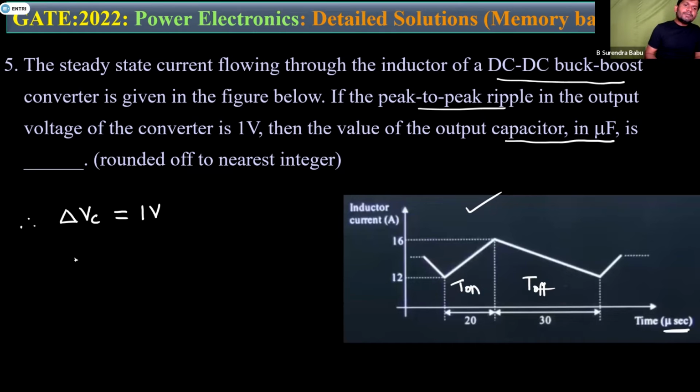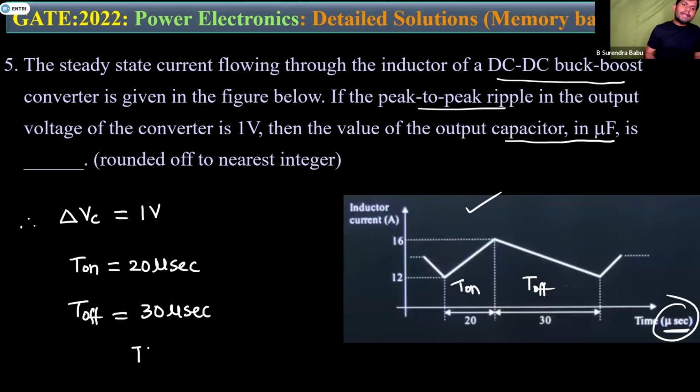Then what is T on? T on equal to 20 microseconds. See the axis, this is the microsecond axis. T off equal to 30 microseconds. Then what is the total time period, students? The total time period equal to on time plus off time, which is equal to 50 microseconds.